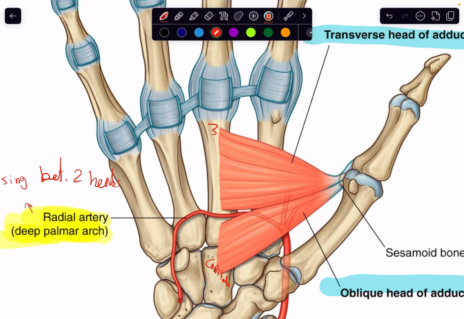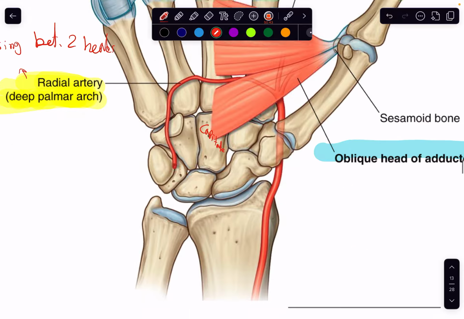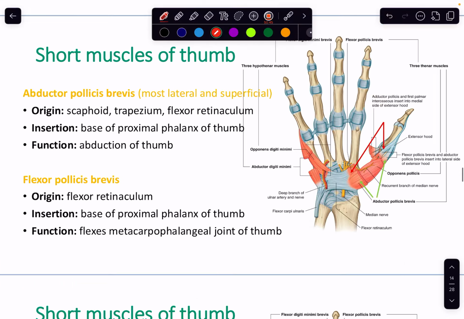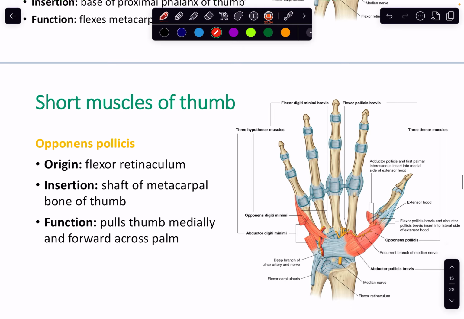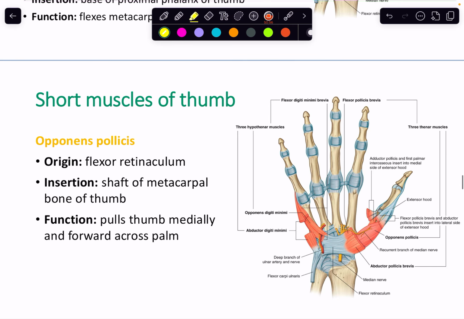Opponens, it arises from here, flexor retinaculum, but it inserts to the shaft of the metacarpal. Opponens pollicis, origin flexor retinaculum, insertion shaft of the metacarpal bone. Which metacarpal bone? 1, 2, 3, 4, 5.